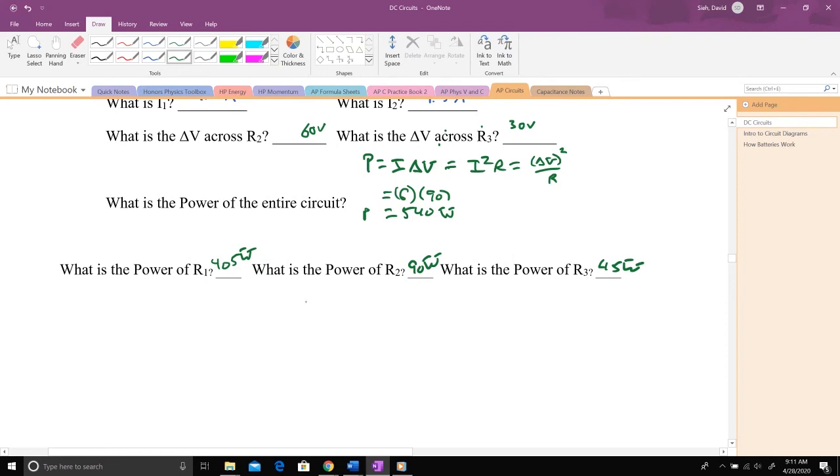If I add up how quickly all of them are taking energy out of the charges, 405 plus 90 would be 495. 495 plus 45 would be 540 watts. It makes sense. It matches up.